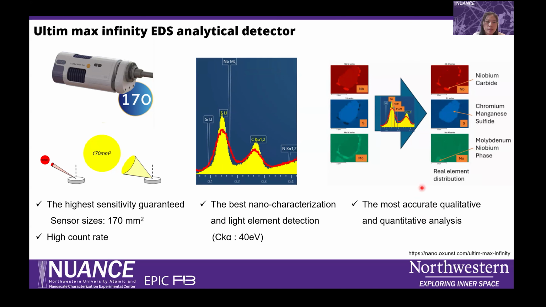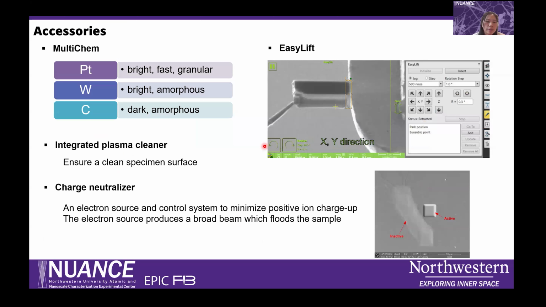Then are the accessories. The first I want to highlight is the multichem, which is capable of depositing platinum, tungsten, and carbon. I am usually asked which source I should use for my sample. There are several differences regarding the contrast, the deposition rate, and whether a granular or amorphous structure is deposited.